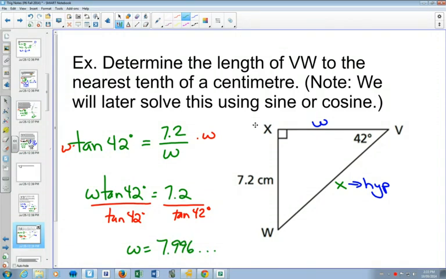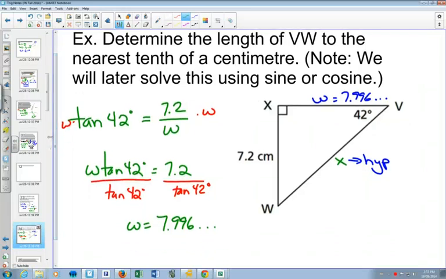Have we solved our question? No. We still need to find x, but now at least we know that W is 7.996... How does that help us? We can now do a squared plus b squared equals c squared. So this, 7.996 squared plus 7.2 squared equals x squared.